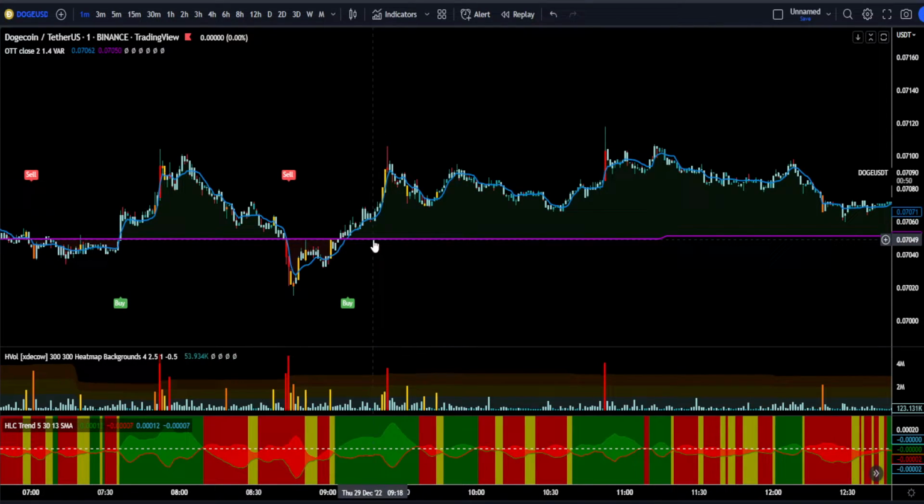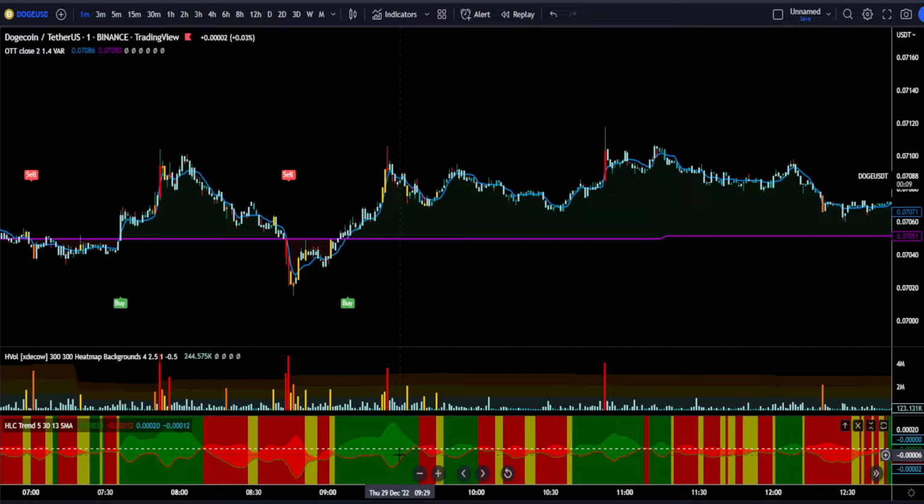The purple line serves us as support, and it doesn't react quickly to the price changes. The blue line reacts to the price changes a lot quicker, and every time it crosses the purple line, the indicator will issue a buy or sell signal. In this strategy, we're not going to be using this indicator as our first confirmation indicator. Instead, we're going to be using our HLC trend.